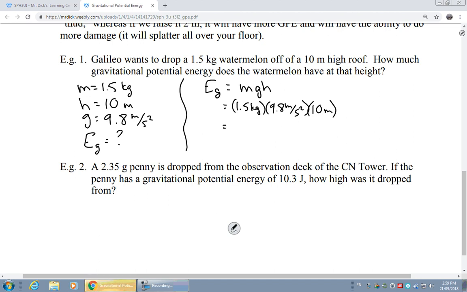But when we do the calculation, we get 147 joules, or approximately, because we'll round to a minimum of 2 significant digits, we'll say 150 joules of energy. And as always, you would create a therefore statement that says, therefore, the gravitational potential energy of the watermelon at that height is 150 joules. That's how many joules of energy it has available that could then be transferred to other things if Galileo decided to drop it, for example.